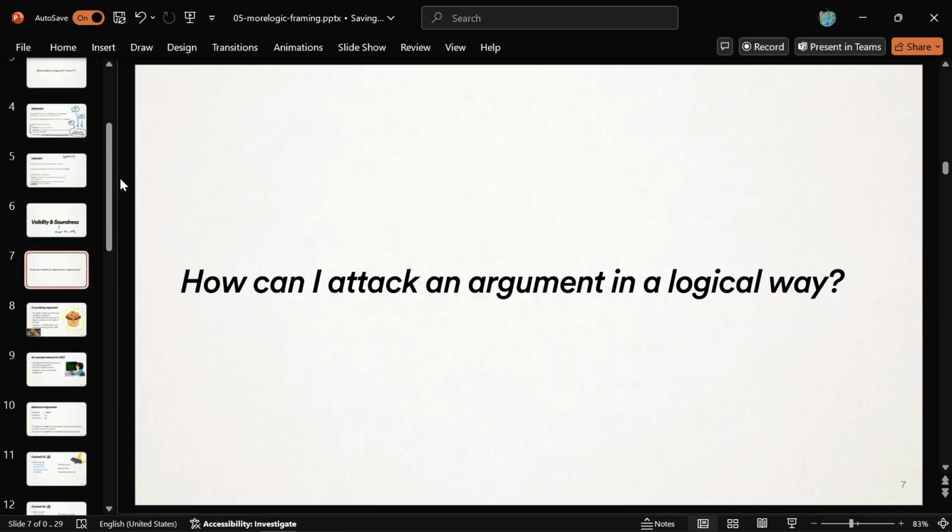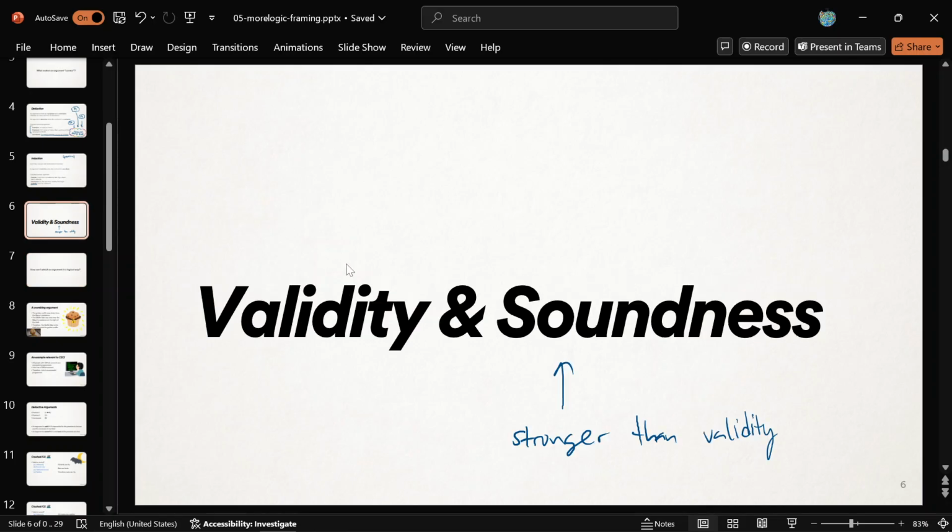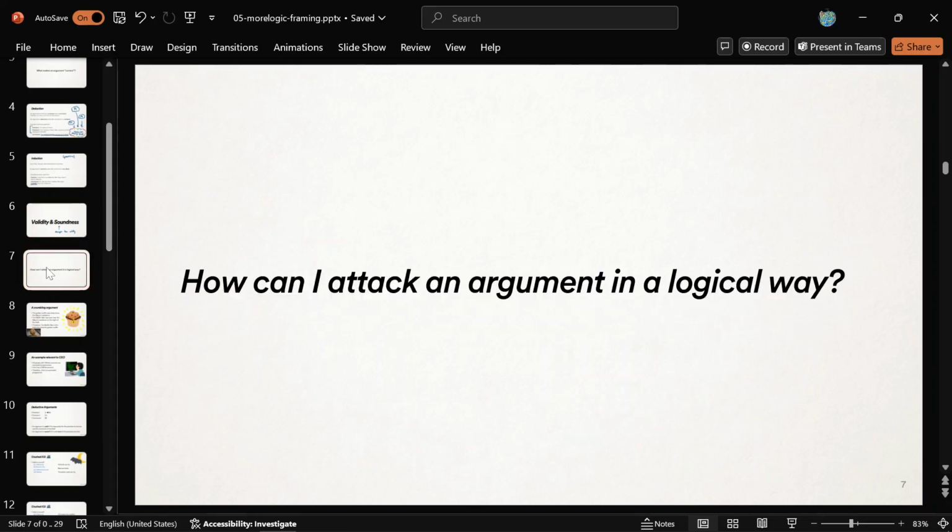So this is going to help us understand this. Somebody gives me an argument, how can I attack it and tell somebody that they're wrong in a logical way? You can go after these things. You can say, oh no, your argument is invalid. Oh no, your argument is not sound. That's perfect. So that is where I'm going with this.